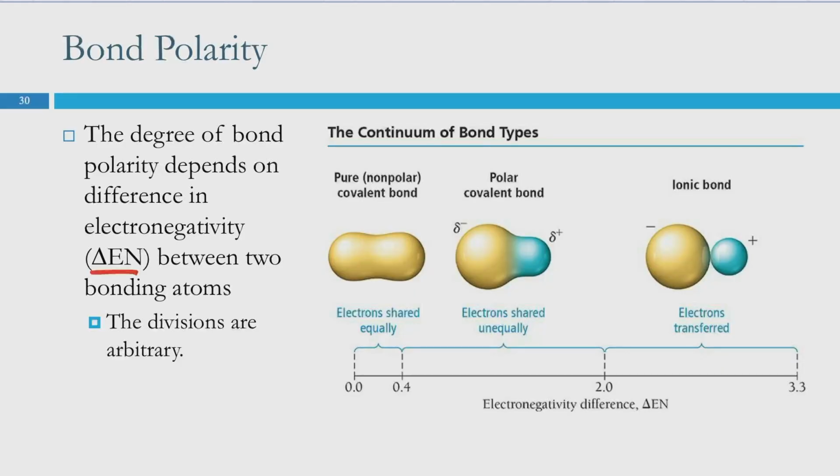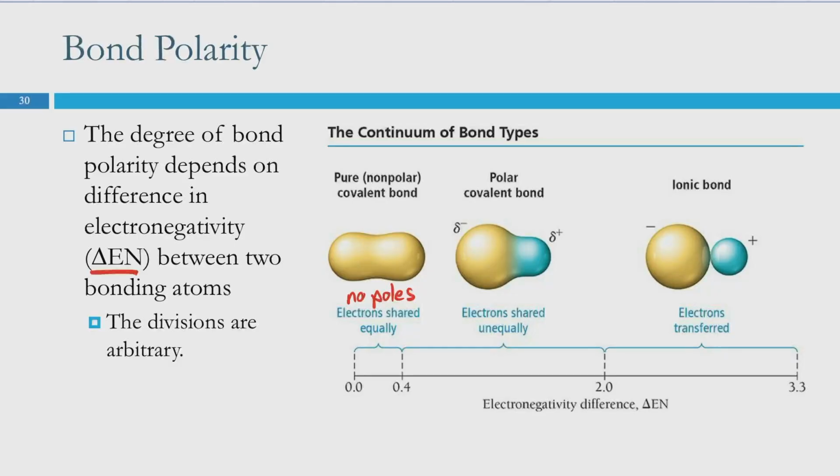But these divisions aren't completely fixed. So the scale that we've got here, we've got electronegativity difference on our x-axis. We don't have a y-axis. If we've got a difference of 0 to 0.4, again, it's roughly 0.4, then we would consider the electrons fairly equally or completely equally shared. We would call that a nonpolar bond or a pure covalent bond. Nonpolar, no poles, we don't have a positive, we don't have a negative. It's evenly shared, it's neutral.